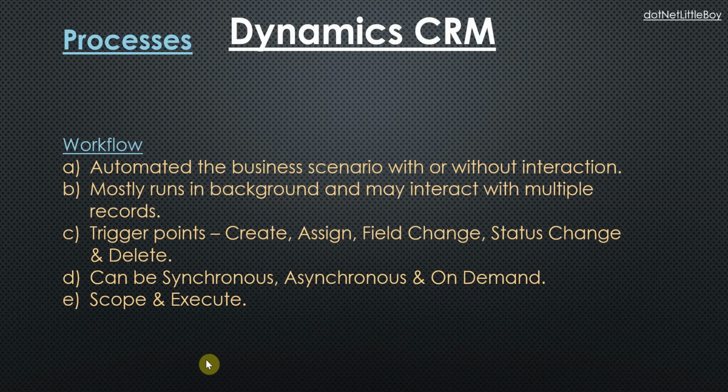Another last point is the scope and execute. A workflow has a scope. It has four different levels of scope: user level, business unit, parent-child business unit, and organization level. When you set the scope as user level, only the owner of the workflow can run this workflow. All the other users cannot trigger this workflow.